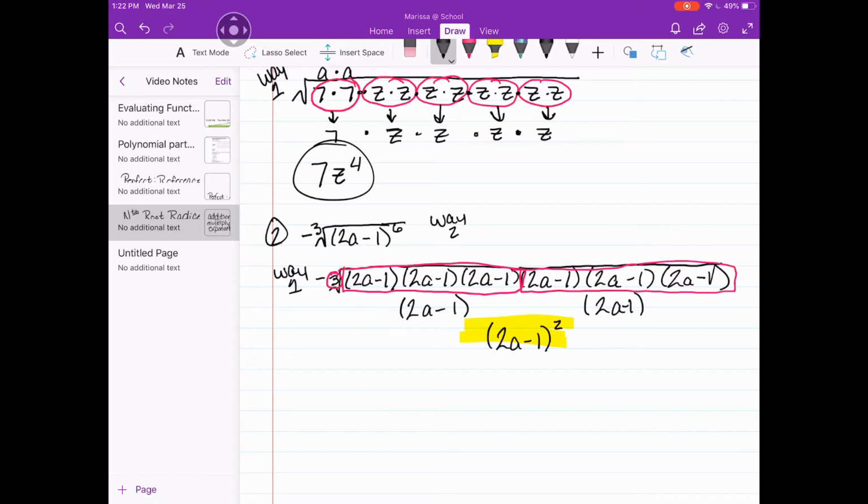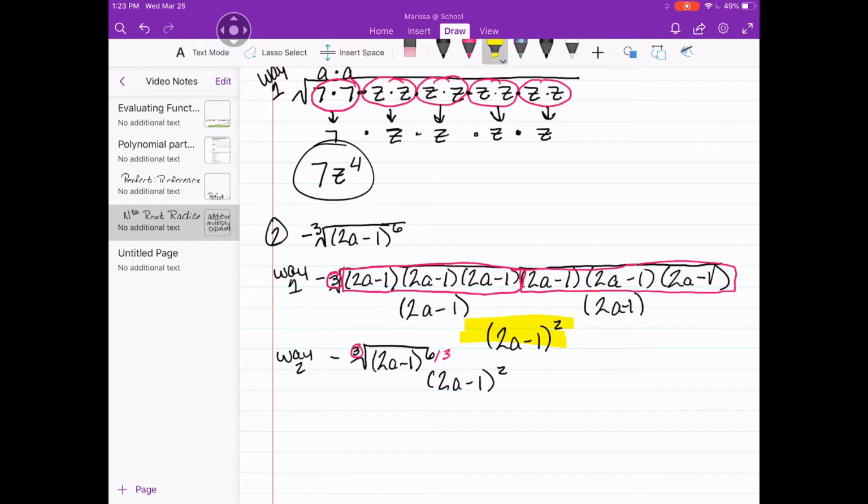If you want to use the other way, so that second way, move it down here. Then I'm going to take 2a minus 1 and rewrite it here to the 6th power. I'm going to use the number from the outside and divide it by whatever that number is. So 6 divided by 3 does in fact give me 2. So I'm going to have 2a minus 1 to the 2nd power.